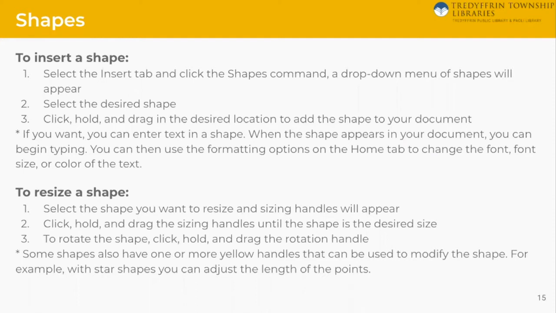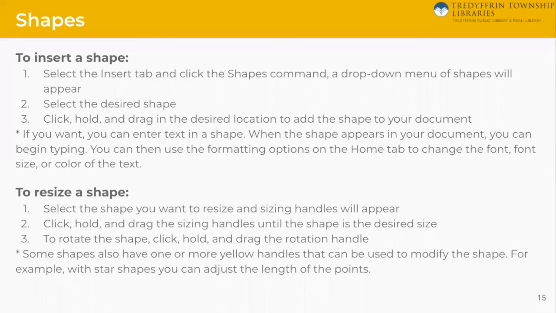Once you figure out what shape you want to insert, you select that shape and then click, hold, and drag in the desired location to add the shape to your document. If you want, you can enter text into a shape. When the shape appears in your document, you can begin typing. You do so by just double clicking the shape and a cursor will appear in the middle. You can then use the formatting options on the Home tab to change the font, font size, and color of the text, as well as the alignment. And I can show you what other formatting options you can play around with when you insert text in a shape.